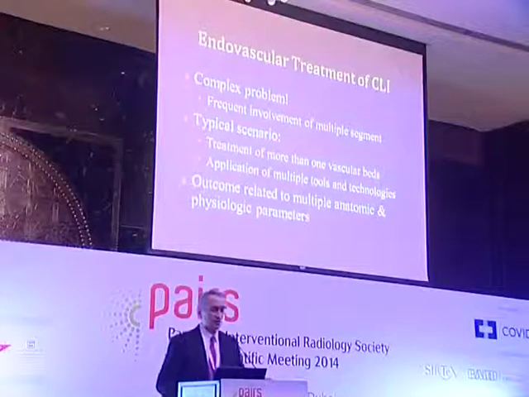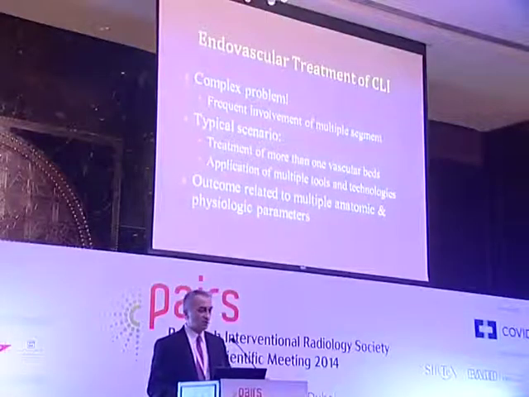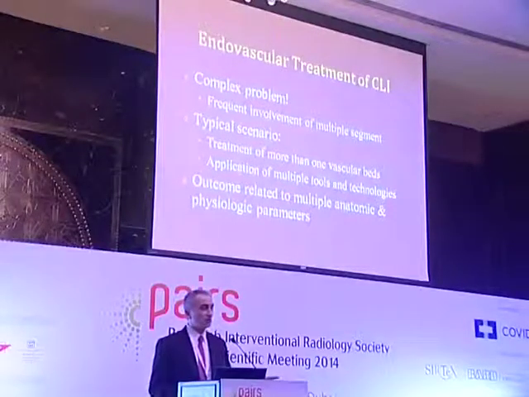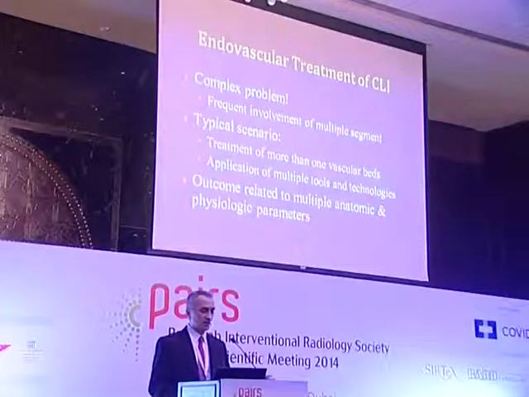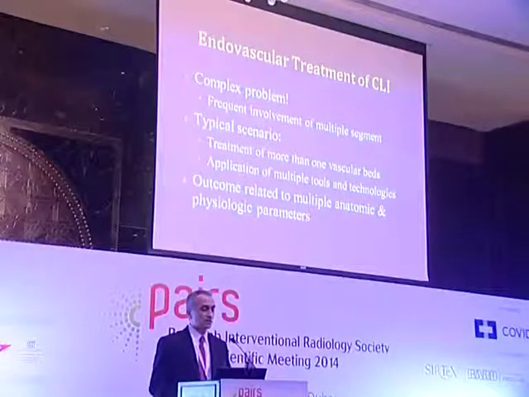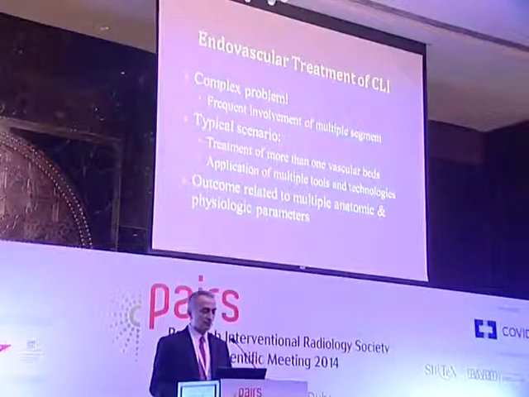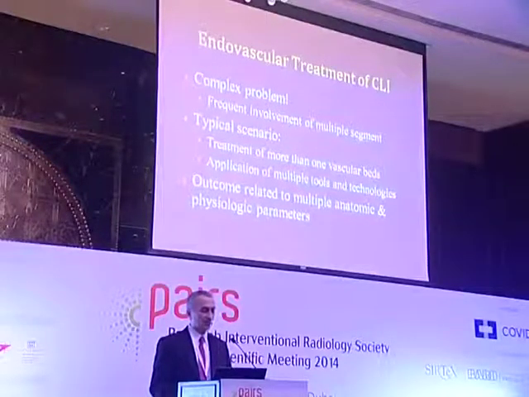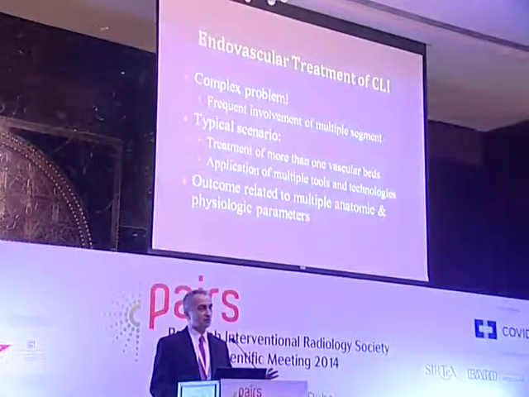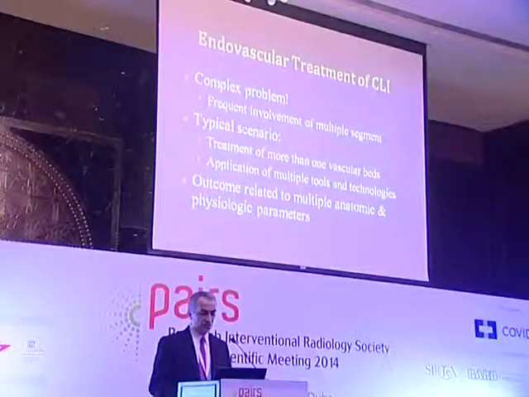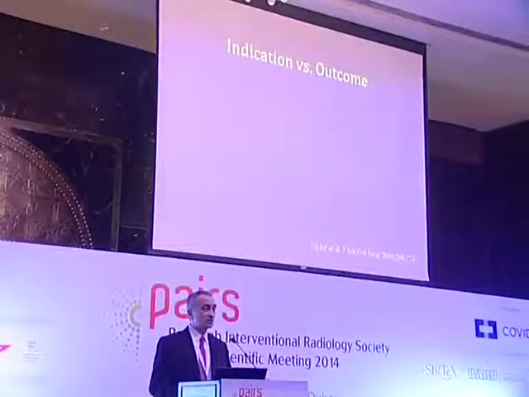Endovascular treatment of critical limb ischemia below the knee is a complex problem. It's frequently multiple vascular beds are involved and they need to be treated. The typical scenario is treatment of more than one lesion or more than one bed, or multiple lesions in a single bed. And the outcome is related to multiple anatomic and physiologic parameters, not just lesion length or the modality of the treatments. Indication versus outcome is one of the important ones.